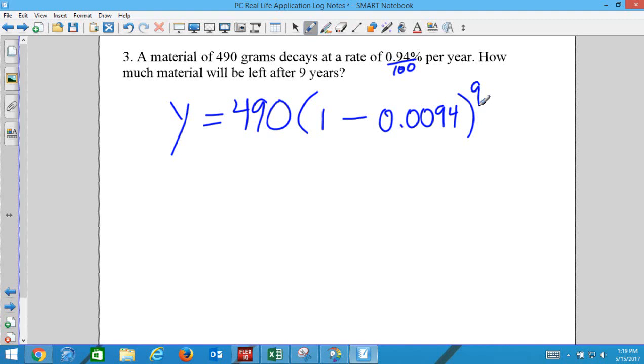So if I said how much after 9 months, I would have to put 3/4 of a year. But if it said 0.94% per month, then 9 months, you'd be able to say 9. Okay. So they'd have to match. Good question, because that's actually going to come up at your homework. All right, did we get it?